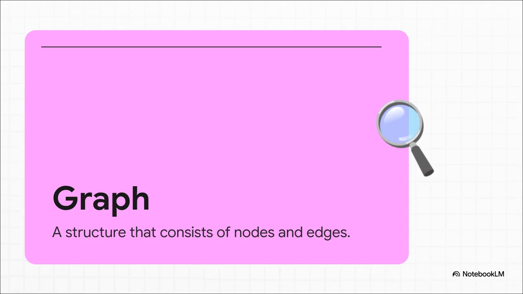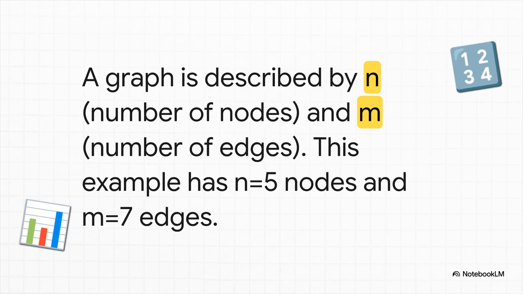Simple as that. Now, when we talk about how big a graph is, we use two little letters, N for the number of nodes and M for the number of edges. So if you look at the example here on the screen, you can see we have N equals 5 nodes and M equals 7 edges.